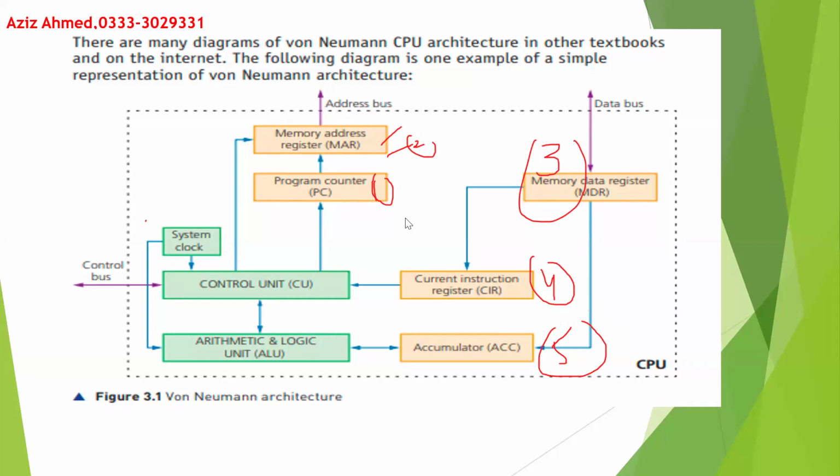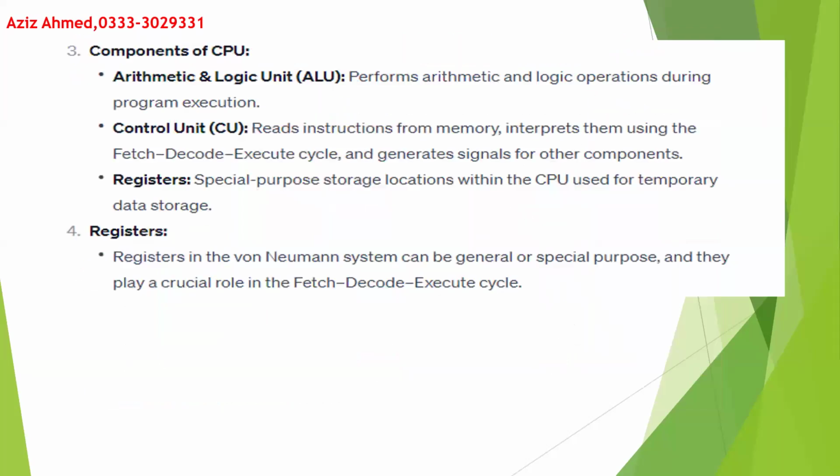Here descriptions are given. As I discussed with you, the CPU has 2 parts. One is ALU, second is CU. So ALU performs arithmetic and logic operations. Logic operation means comparison during programming. And the control unit reads instructions from memory. This step is called fetch.